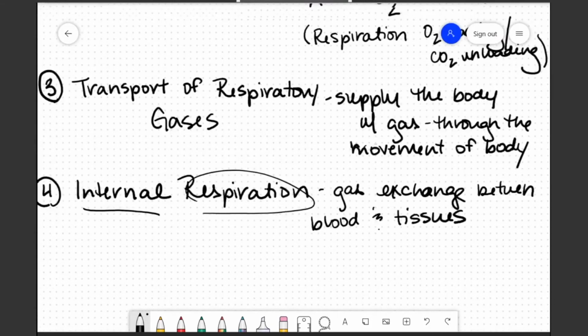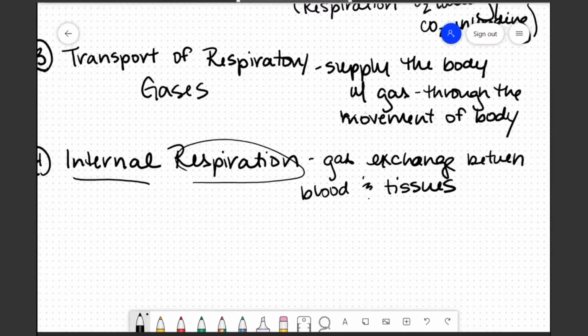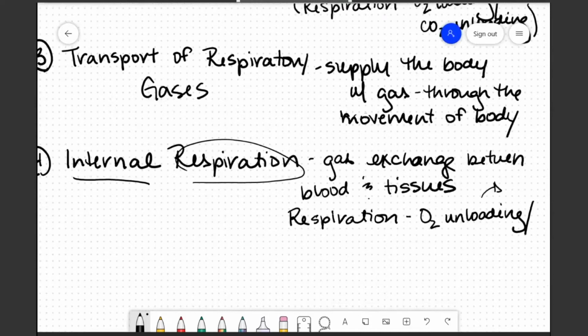What did I call it up here? Unloading and loading. So with this respiration, we are again doing oxygen and carbon dioxide. But at this point, we are doing oxygen unloading, and that oxygen is going to our tissue. But what we are loading into our blood cells is going to be CO2, because this is going to now be our waste. So that kind of puts it into perspective of this 4-step process.